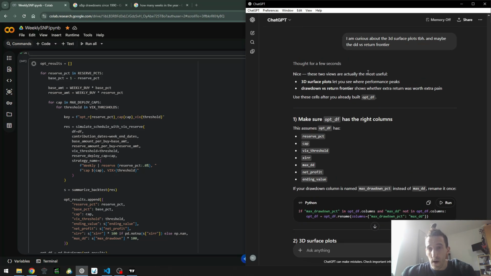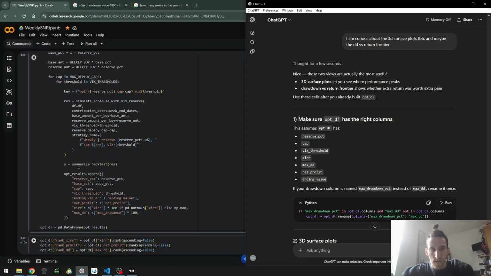Nice. These two views are actually the most useful. 3D surface plots let you see where performance peaks. Drawdown versus return frontier shows whether extra return was worth extra pain. Use these cells after you already built optdf. Make sure the optimization data frame has the right columns. This assumes it has reserve percentage, cap, fixed threshold. Well, it should, right?